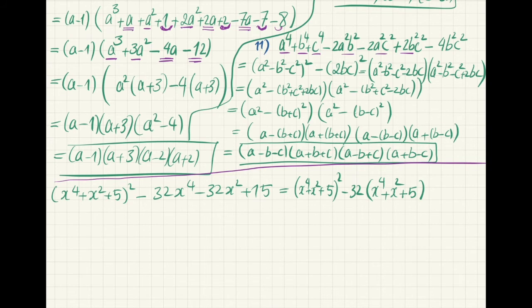Plus 175. Okay. Now look, if you take this x to the 4 plus x to the 2 plus 5, let us take it, for example, capital X. Then the expression is X squared minus 32X plus 175.